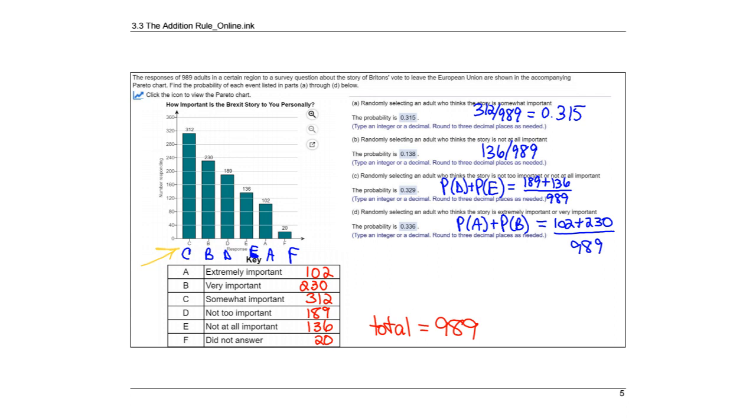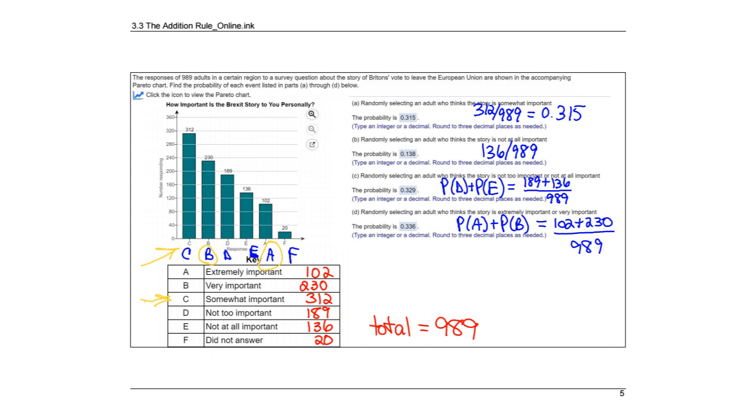C has 312 responses. And if you come down here to C, C is actually answering somewhat important. So A is extremely important, but that is way over here, that bar. B is very important, that bar is here. So you just have to watch carefully on this.